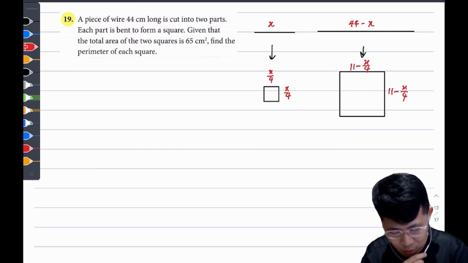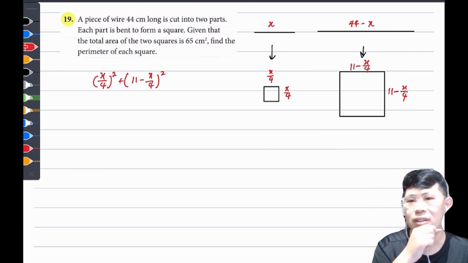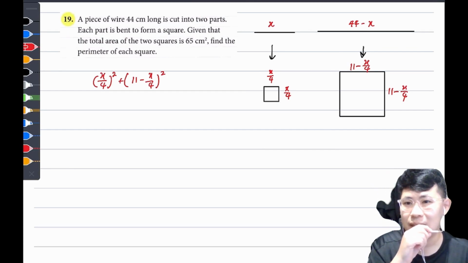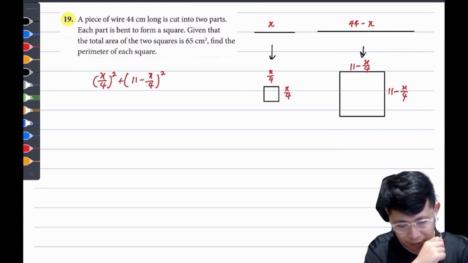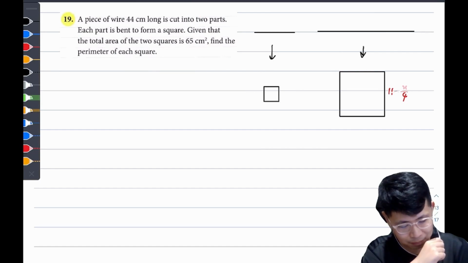Total area of the two squares. So we have (x over 4) squared plus (11 minus x over 4) squared. Wow, very uneasy with the fraction over there. So instead of that, let us choose a smarter way to label our quantities so that we have an easier time to deal with the quantities over here.